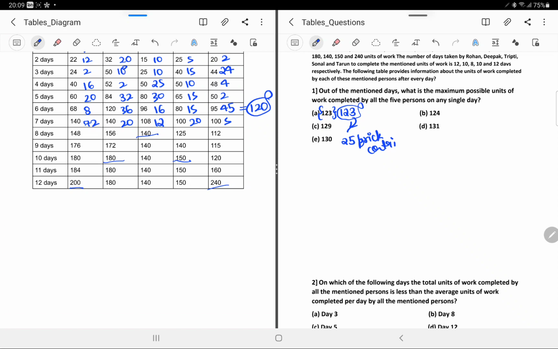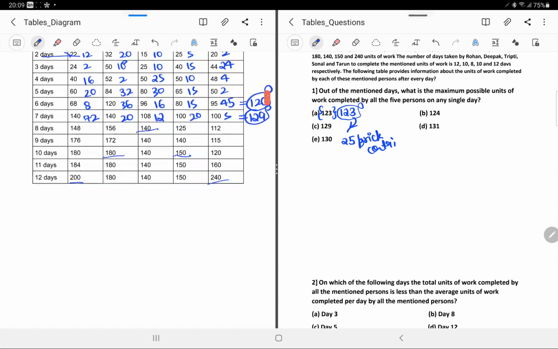So this is like 92. 92 plus 12 is 104. 104 plus 20 is 124 and this is 129. Now why I am doing this is because you have to save time. You clearly cannot sum up the second day because it seems that it would never reach around 120.